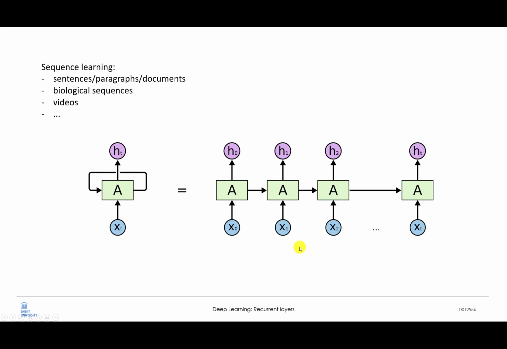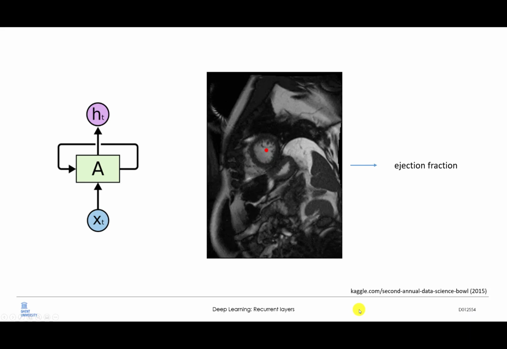So here is an example of a previous Kaggle competition where the goal was to take some video, right? So this is actually a sequence of images, which we feed in there one by one. And so at the end, the prediction would be the amount of blood that has been ejected, so the ejection fraction of the heart here, as you can see here. So that would be the prediction.